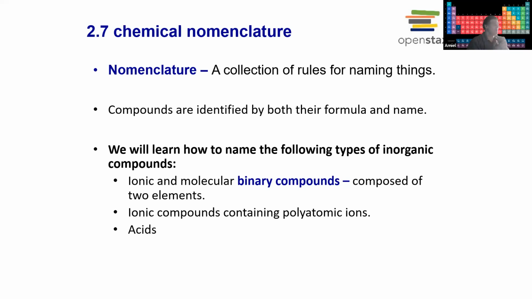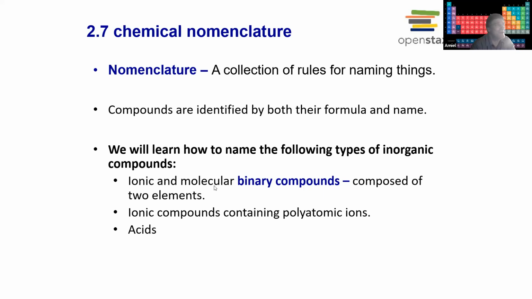Okay, let's talk about nomenclature. I already gave you a little bit of nomenclature with the ate and the ite. Let's go in a little more detail. Compounds are identified by their formula and name. We are going to learn how to name several different types of compounds.